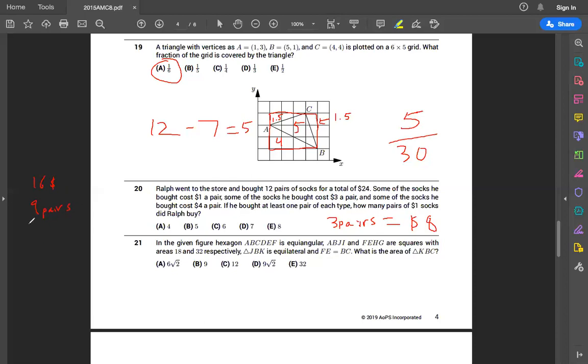So that leaves us with six $1, two $3, and one $4. That's 9 pairs, and that costs $16. So if we add that back to our 3 pairs from before, we had 6 here, and add 1 back, 7 $1 pairs.